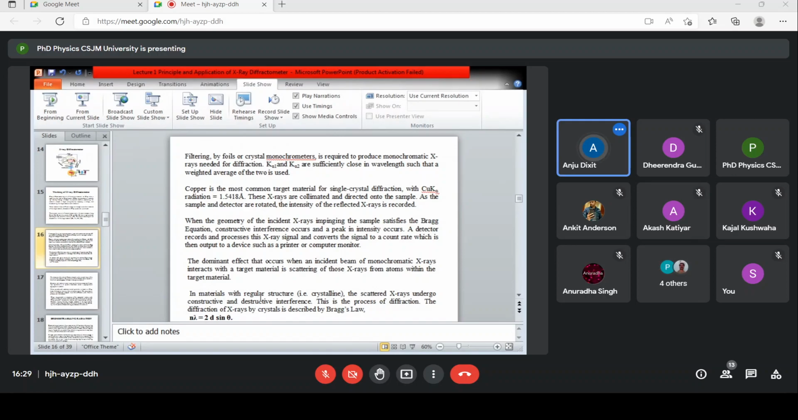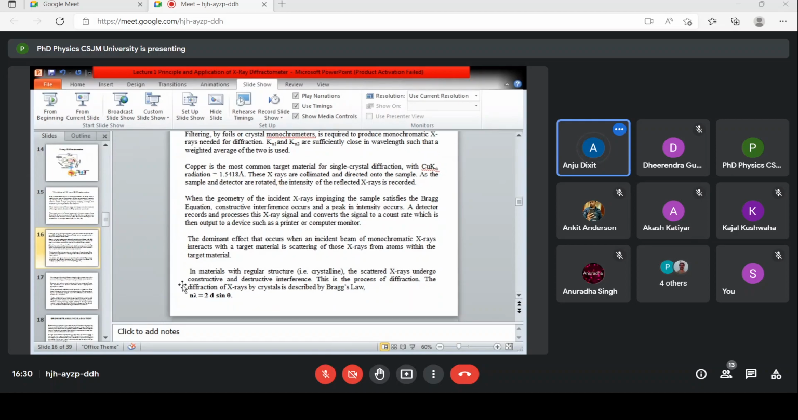सो इन मटीरियल्स विथ रेगुलर सरफेस that is crystalline, the scattered X-rays undergo constructive and destructive interference, and this is the process of diffraction. The diffraction of X-rays by crystal is described by the Bragg's law, जो मैंने आपको पहले ऑलरेडी बता दिया. that is n lambda is equals to 2d sin theta.